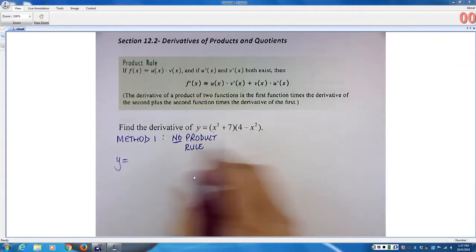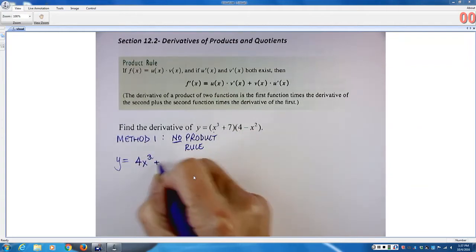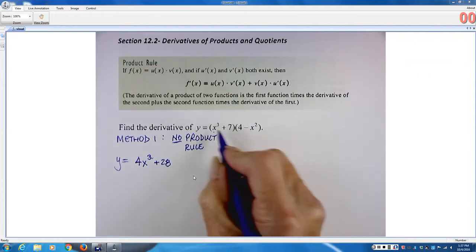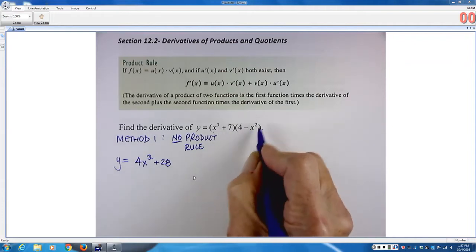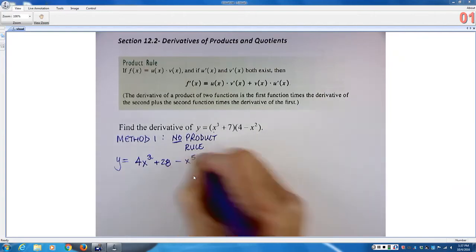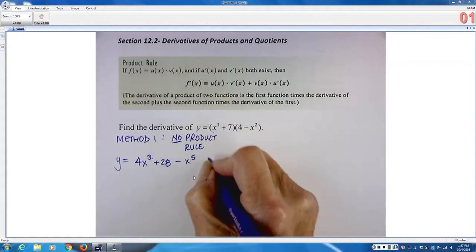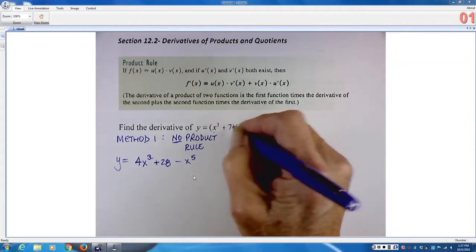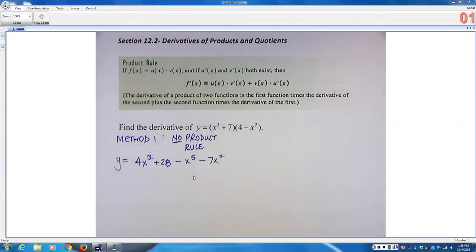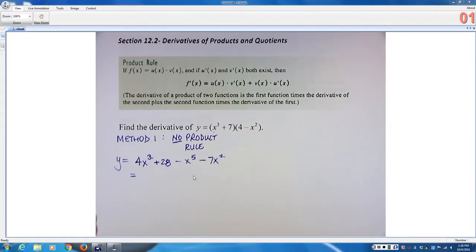So x cubed times 4 is 4x cubed. 7 times 4 is 28. X cubed times negative x squared would be negative x to the 5th. And 7 times negative x squared is negative 7x squared. And then, just for clean algebra's sake, we would have put it in descending order.